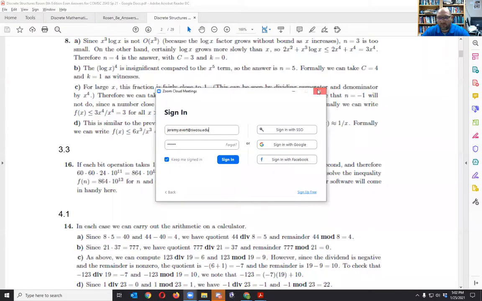And let me see if it hasn't kicked me out yet. So we'll just keep trying. Oops, screen 4. There we go.